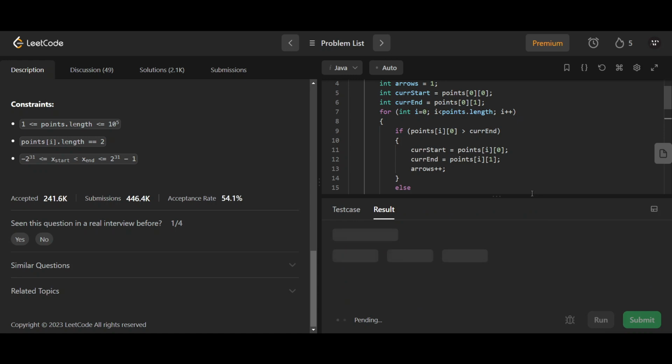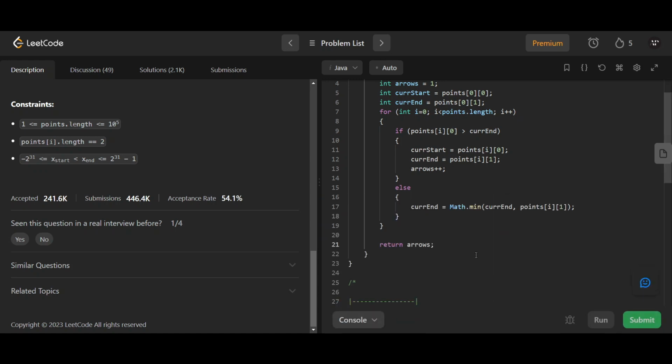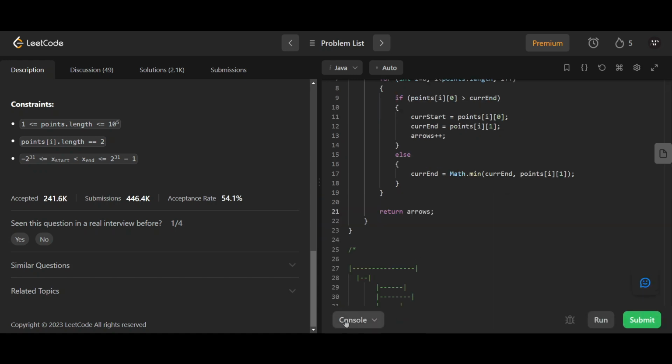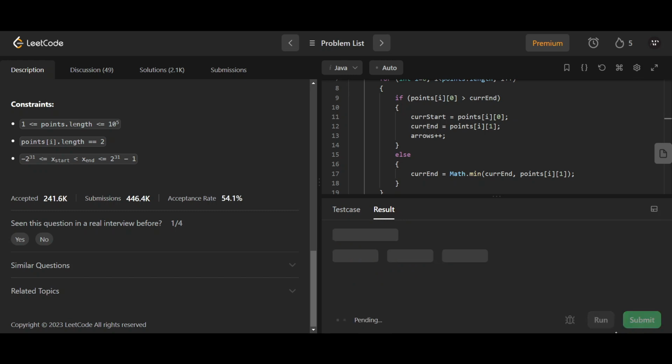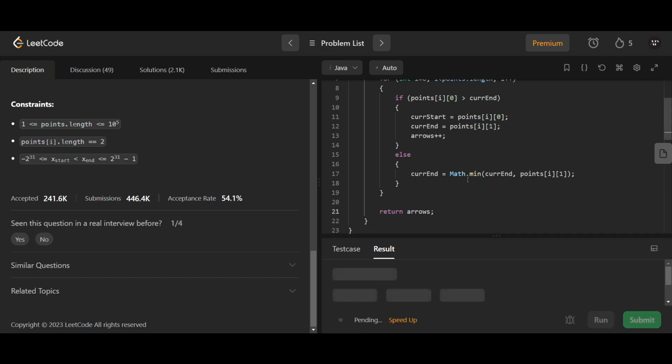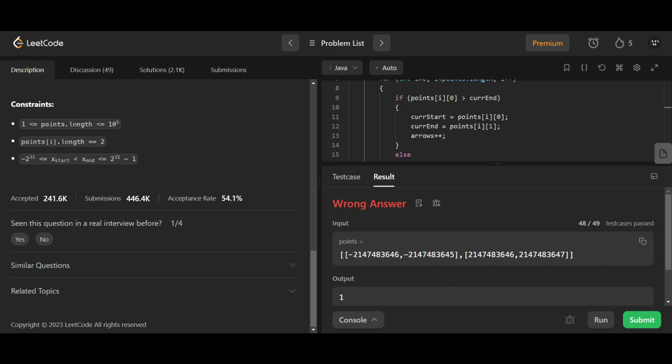Okay, let's run the code. Console. Okay, all three test cases pass. Let's submit and see if everything passes. And we get a wrong answer. But 48 test cases pass, which is good. And okay, the one test case that fails is some edge case. And how do we solve for this edge case?